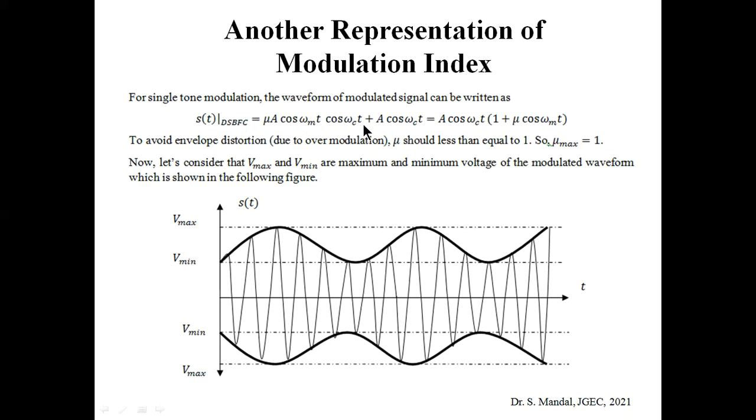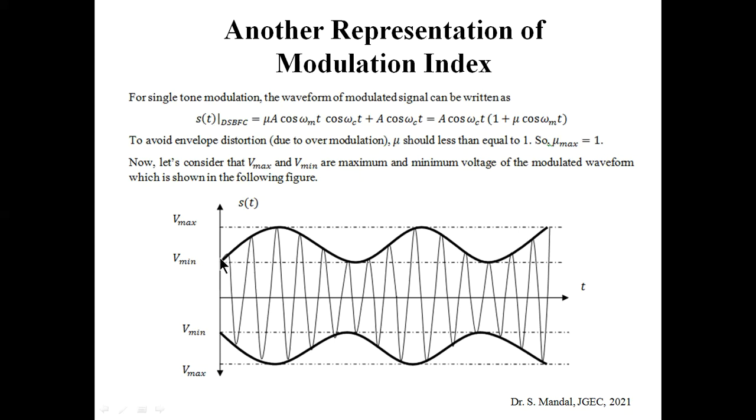plus A cos omega_c t. Now taking out A cos omega_c t as common from these two terms, we can get A cos omega_c t into (1 plus mu cos omega_m t). Okay, now let's define another two terms, Vmax and Vmin.